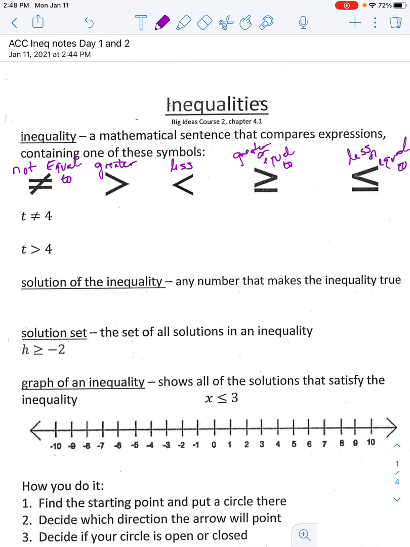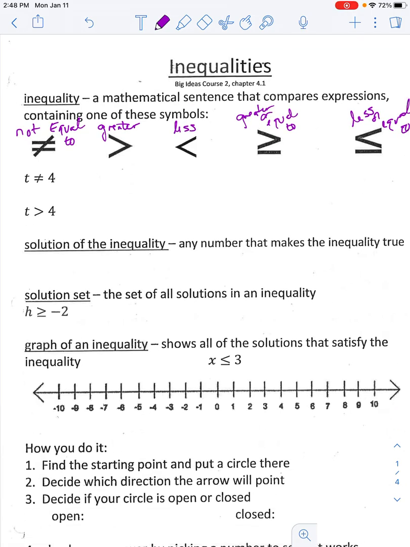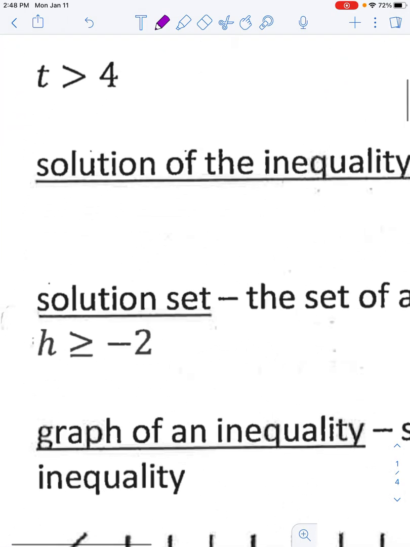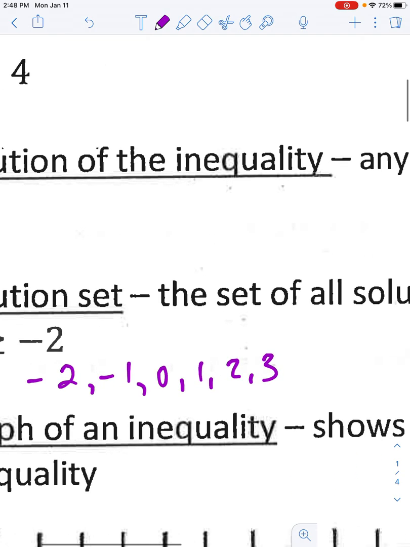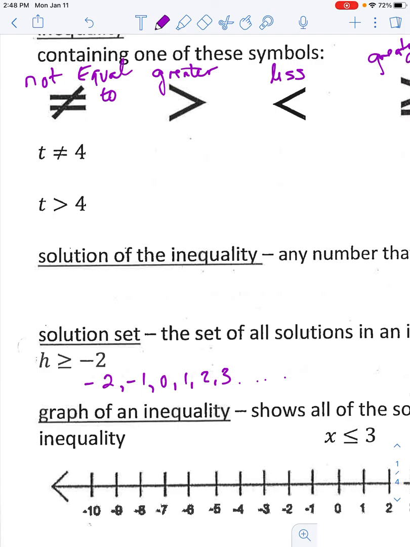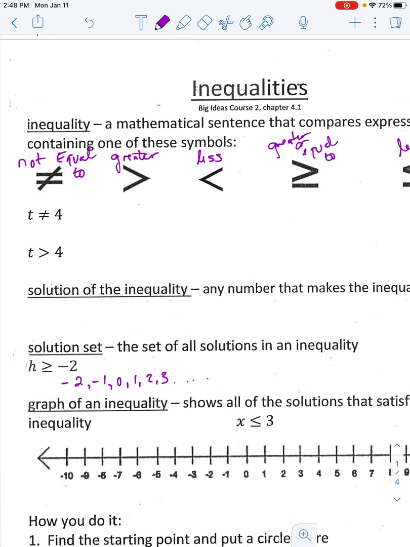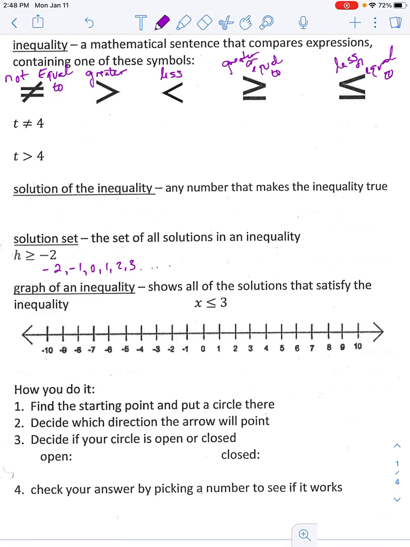Okay, a solution of the inequality. Remember, a solution is like an answer, so any number that makes the inequality true. A solution set is the set of all solutions in an inequality. Okay, so a set means there's more than one answer. So, for example, h is greater than or equal to -2. So, h could be -2, and then anything greater than -2 as well. So, -1, 0, +1, 2, 3, and so on. All of those numbers are greater than -2.